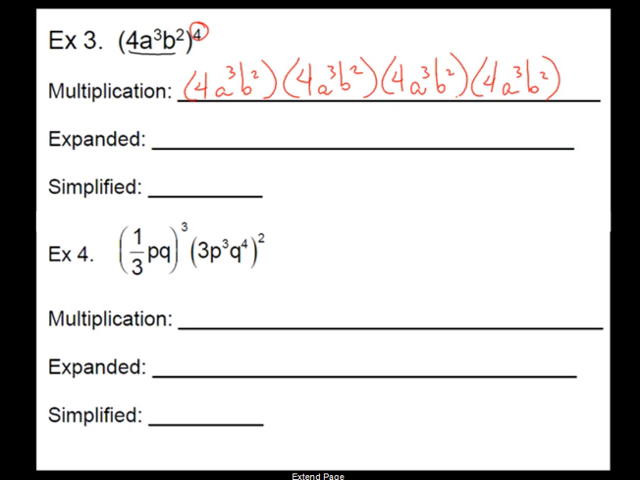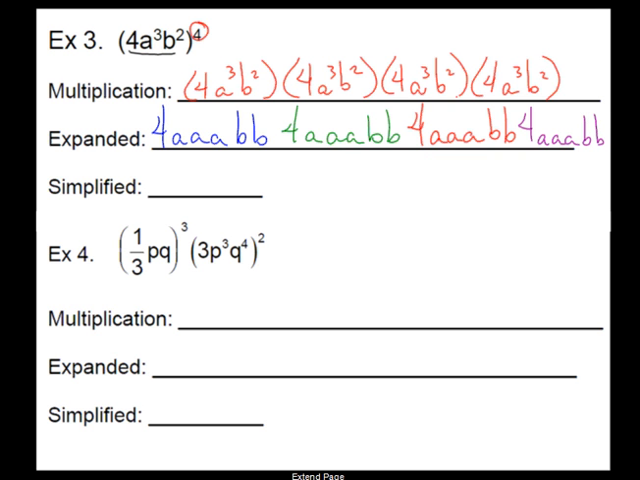Next I need to expand each of these things. So this expands to 4, I have a 3 times, b 2 times. Next I have 4, a 3 times, b 2 times. 4, a 3 times, b 2 times, and then lastly I have 4, a 3 times, b 2 times.